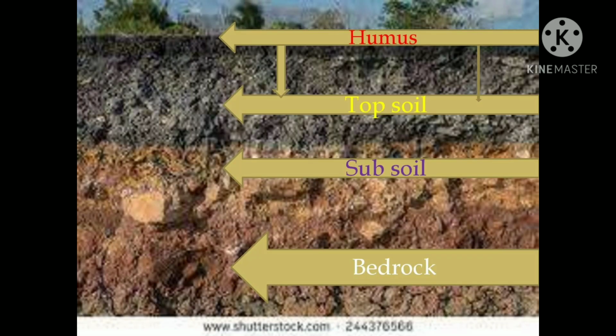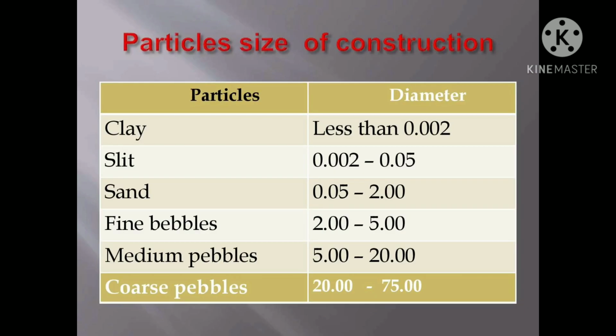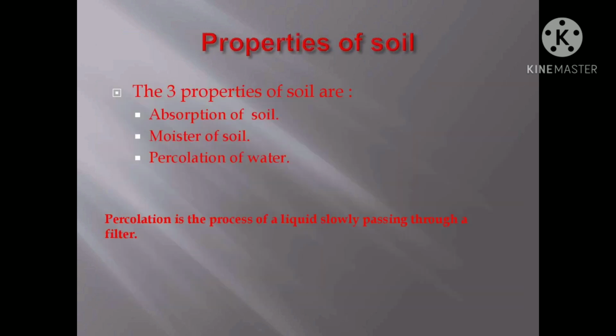So here the humus is present, which is black in color, the topsoil is somewhat grey, the subsoil is brown, and you see the bedrock over here. These are the pictures, and now we can see the particle sizes of the constituents. For clay, generally it is less than 0.002. For silt, it is 0.002 to 0.05. For sand, it is 0.05 to 2.0. Fine pebbles are 2 to 5, and medium is 5 to 20. This is about the particle sizes.